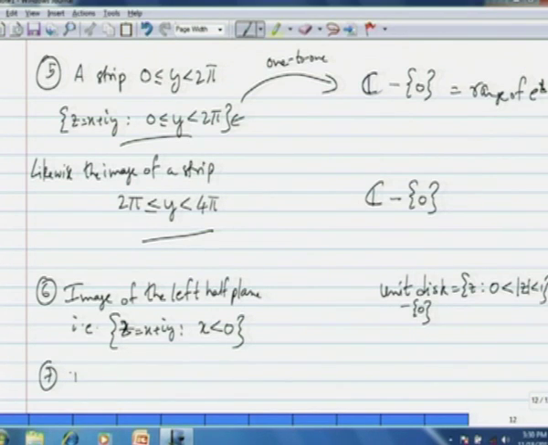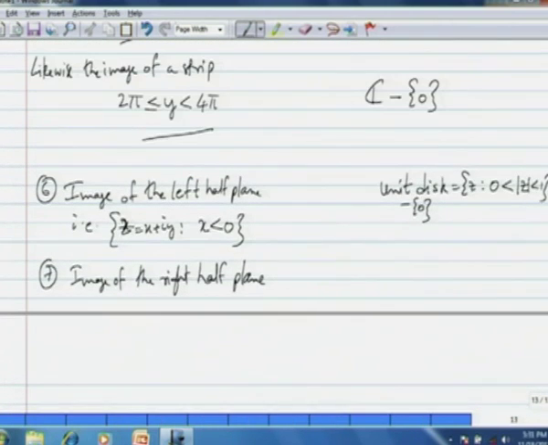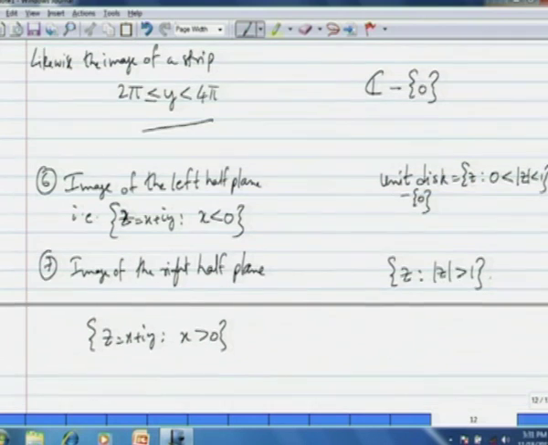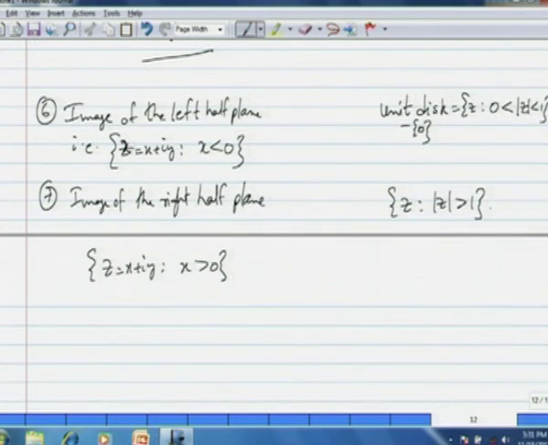And the image of the right half plane, the set of all z equals x plus i y such that x is strictly greater than 0, is going to be the things outside the unit disk, the set of all z such that the modulus of z is strictly greater than 1. So, these are the mapping properties of the exponential function. So, I will stop here.